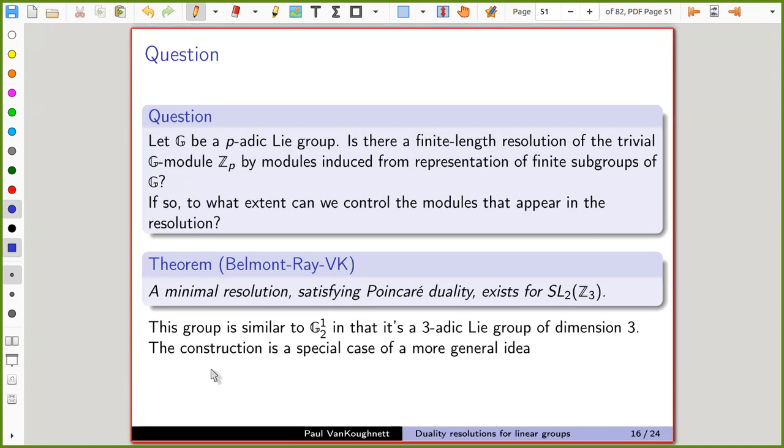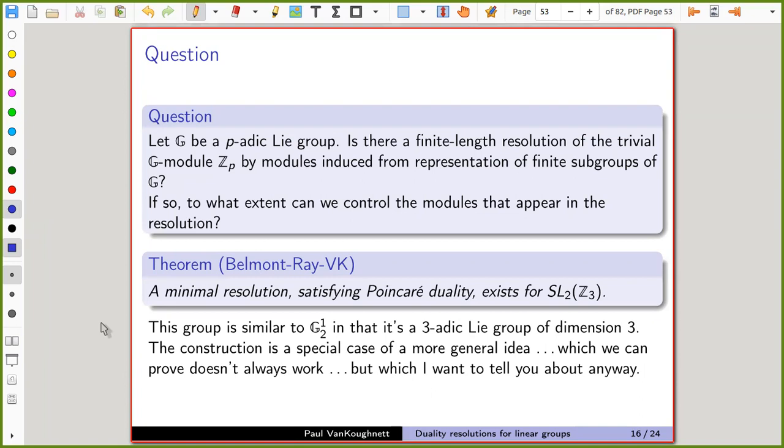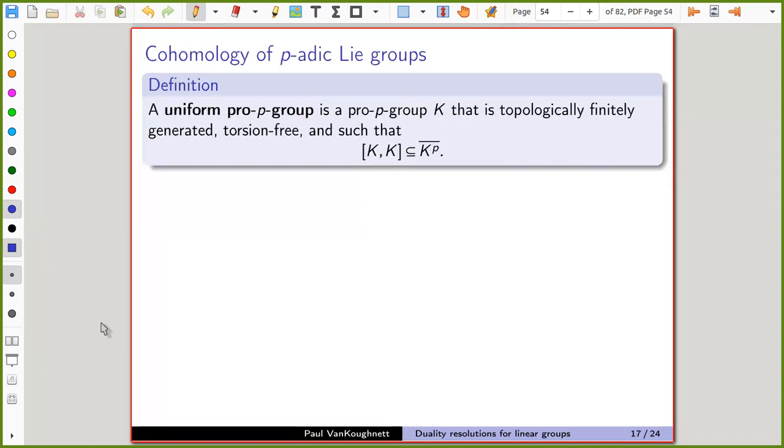Okay. This construction is a special case of a more general idea, which I'll say ahead of time we can prove doesn't always work, but I still want to tell you about it anyway. So I'm going to tell you where this resolution comes from, and then I'll say some other things we've been trying to think about these things. Okay, so to tell you where this is coming from, I need to say a little bit more about how p-adic Lie groups work.